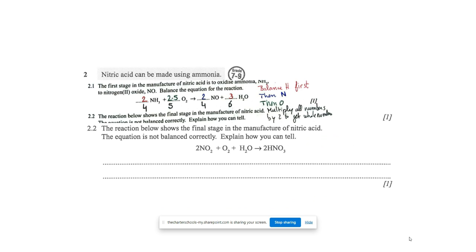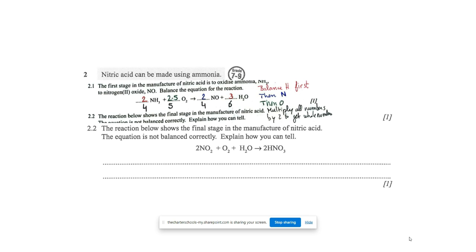You want your numbers to be whole numbers, so you're going to multiply each by a factor of 2. And you end up with 4NH3 plus 5O2 goes to 4NO plus 6H2O. And this is how you balance it: hydrogen first, then nitrogen, then oxygen, then multiply by 2.